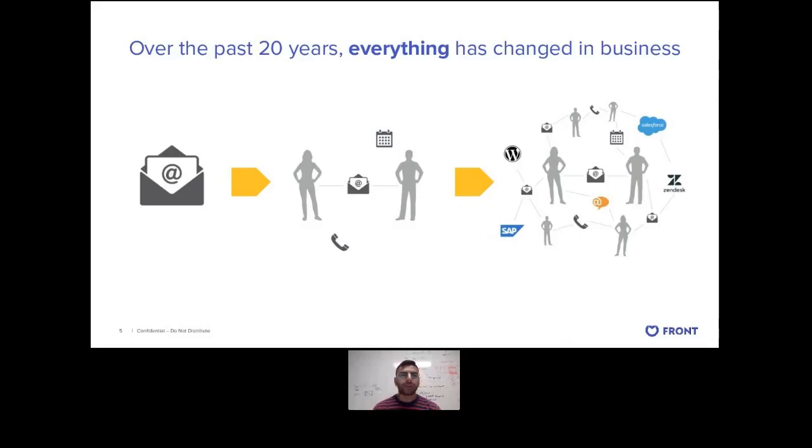And so at Front, what we've seen over the past 20 years is that everything has changed in business. We started with just email. Then we added our communication tools to that workflow and our teams surrounding it. And then as you can see today, we have a whole plethora of tools, of apps, and really email still kind of lives in the center of that, between our teams, between our apps, between our other communication tools.